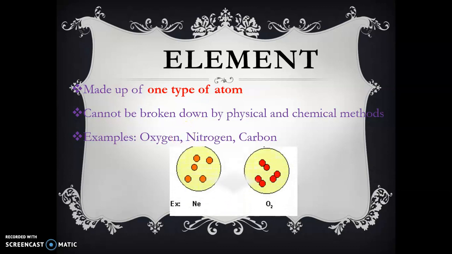Here are the structures that you can see for an element. It can be either a single atom or in a molecule form. But the idea here is that an element must be made up of one kind of atom only, no matter whether it is in an atom form or in a molecule form.